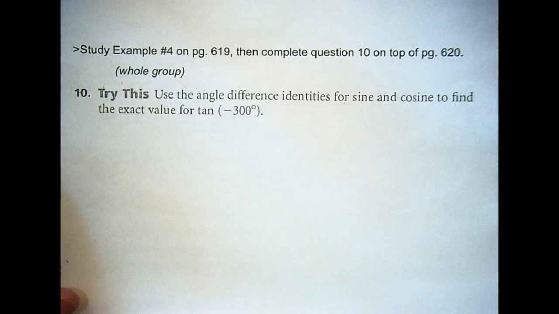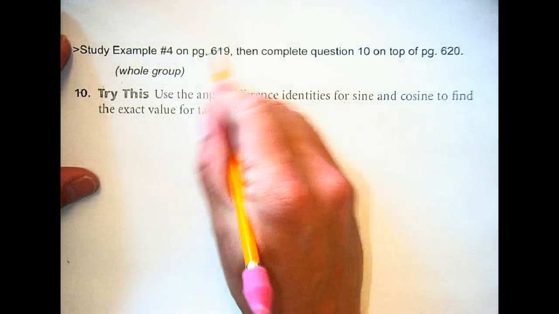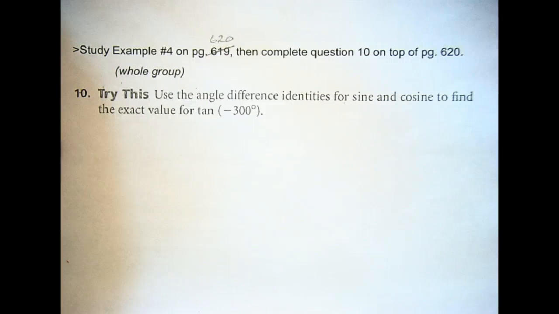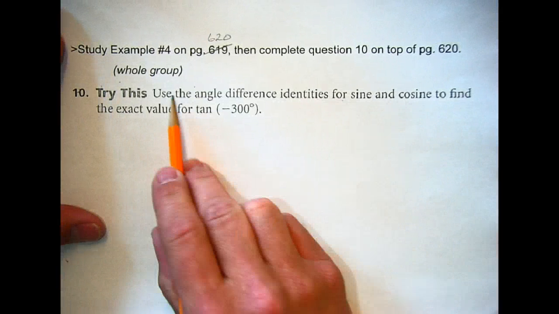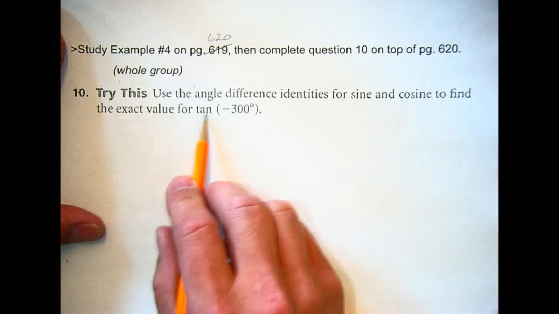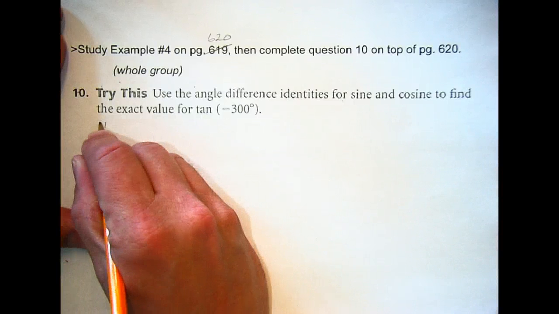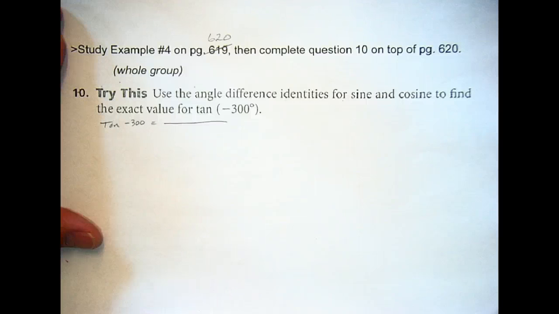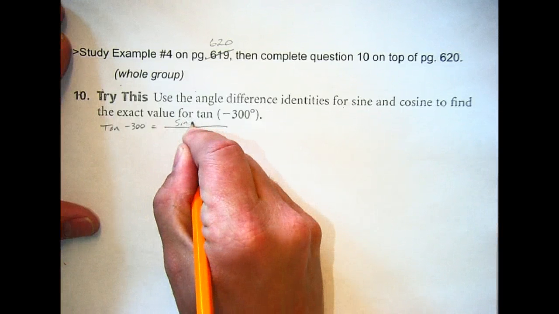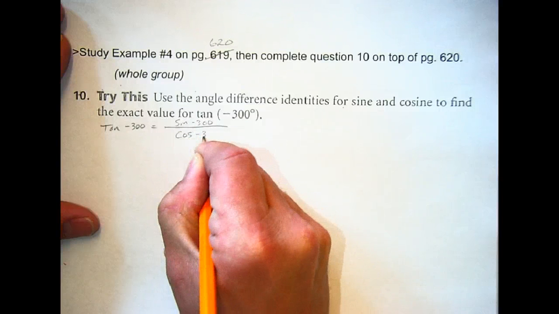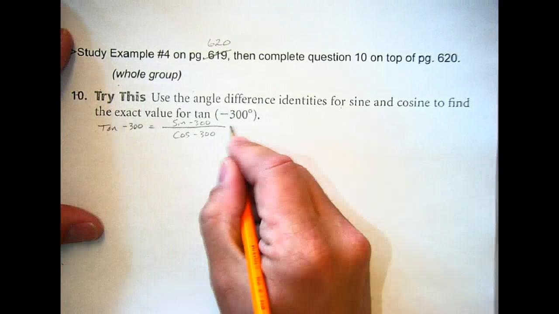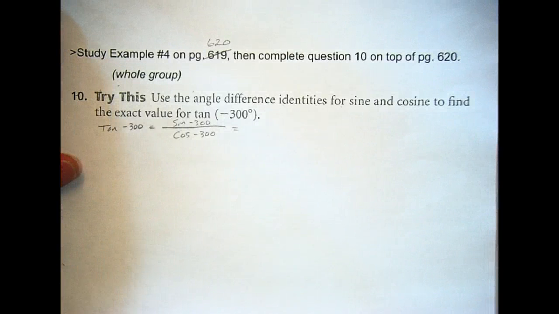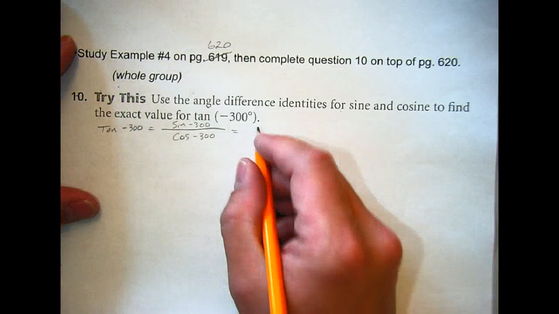No. Okay, number 10. All right, everyone give that one a shot. Best you can. Write tangent in terms of sine first, please. You have it copied down. That's page 620. Use the angle difference identities for sine and cosine to find the exact value of tangent negative 300. So first we have to think that tan negative 300 is equal to sine negative 300 over cosine negative 300. We know that sine over cosine is tangent.